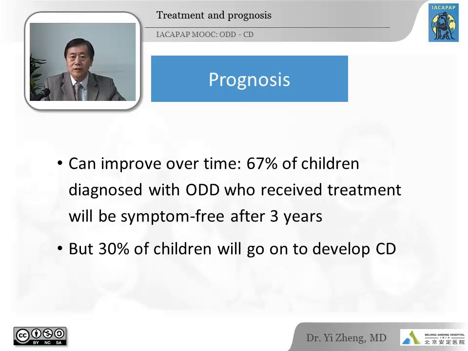The prognosis of ODD varies. The age of onset seems to be a good prognostic indicator. The childhood-onset persistent group has been found to have poor adult outcomes when compared with non-disordered and adolescent-onset peers. The majority of ODD children will be symptom-free with appropriate treatment. 30% of children with ODD go on to develop CD.